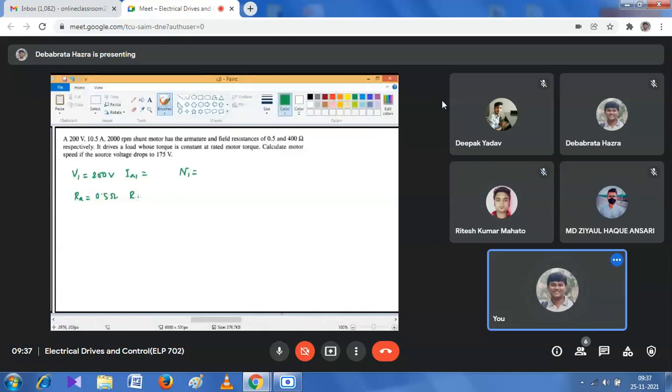V2 is 175 volts. What should be the value of speed at that time? First tell me what is the value of IA in that problem. It is 10.5. Good. And what is the value of speed? 2000 RPM.